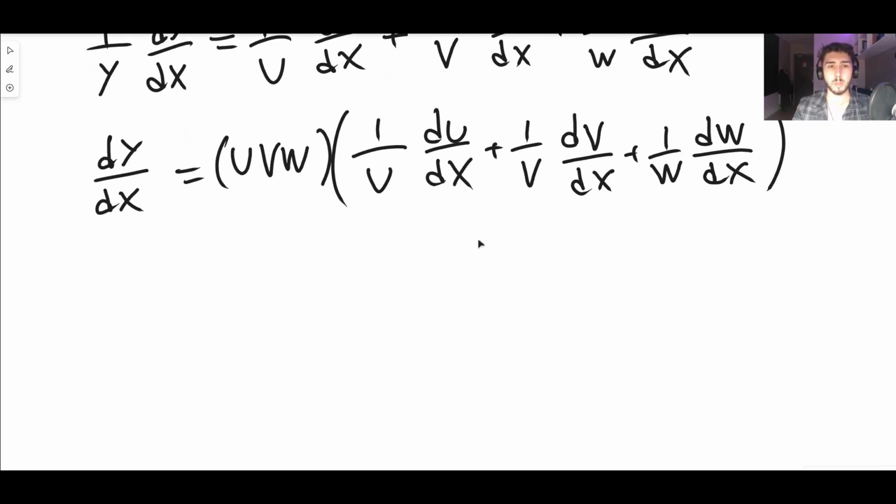And then we're going to just expand this out. So notice how the u and the u cancels with that first term there.